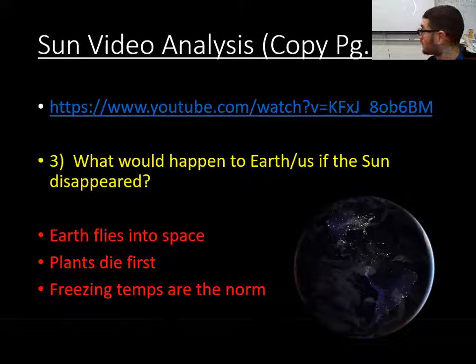So tough situation, but not likely to ever happen. The sun's going to be around for another 5 billion years approximately. So we're safe, but if it did go out, what would happen? We'd like to know, right?